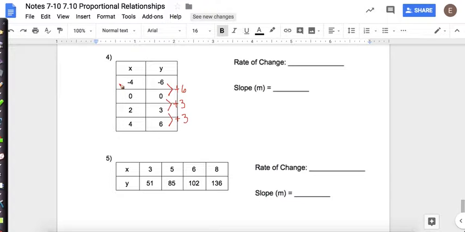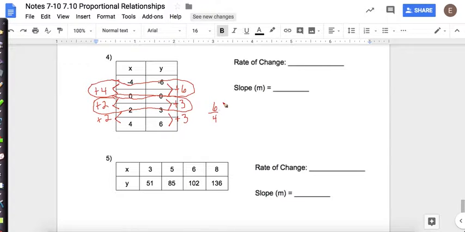Now let's look at the pattern of the x's. -4 to 0, I went up 4. 0 to 2, I went up 2. And 2 to 4, I went up 2. So it looks like I'm going to circle this one, and I'm going to circle this one. I didn't circle the last one because it's the same as this one. So we have a 6 to 4 ratio.